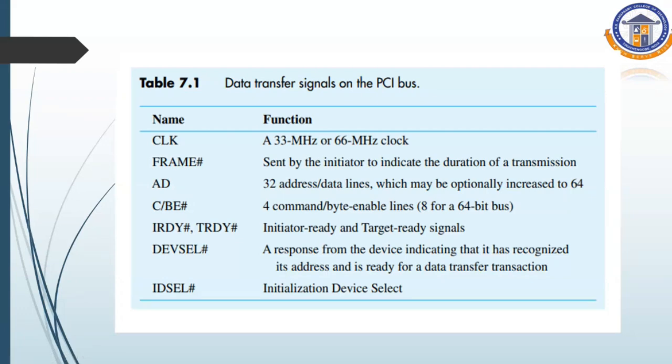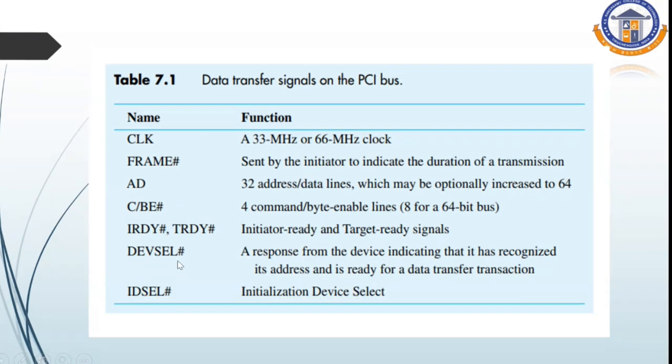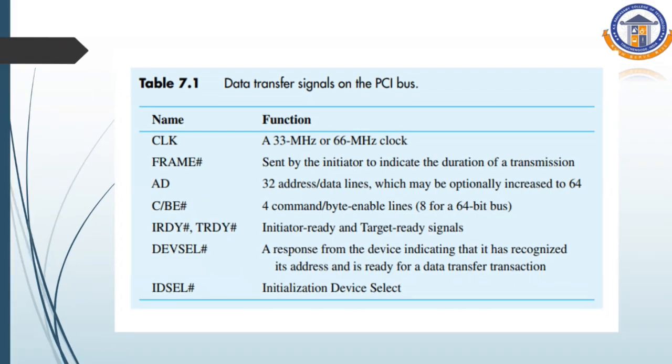And the C/BE bar. This is a command line: when you are going to give a read or write command, that should be specified in this command line. And the byte enable lines: when the data is ready, then the byte will be enabled. As I said, IRDY and TRDY: IRDY is the initiator ready and TRDY is the target ready signal. And device select: we have several devices connected, so we have to select only one device at a time. That device selection is done by the signal DEVSEL. And after selecting, the device should be initiated. For that we have the signal IDSEL, which is a signal to initiate the selected device.